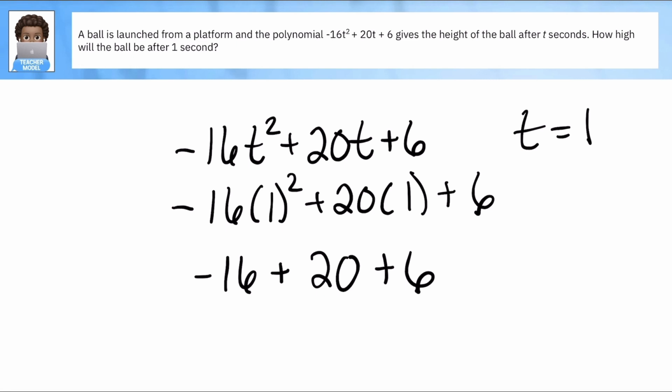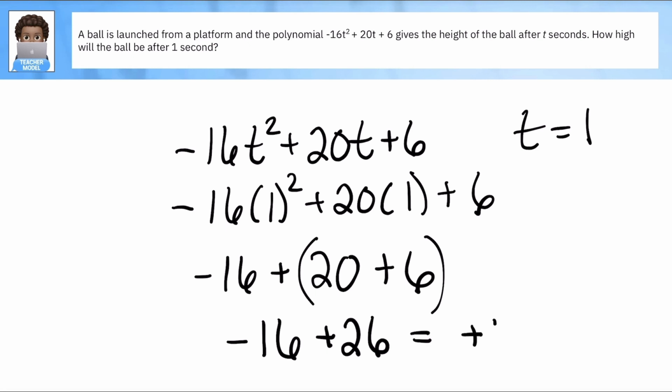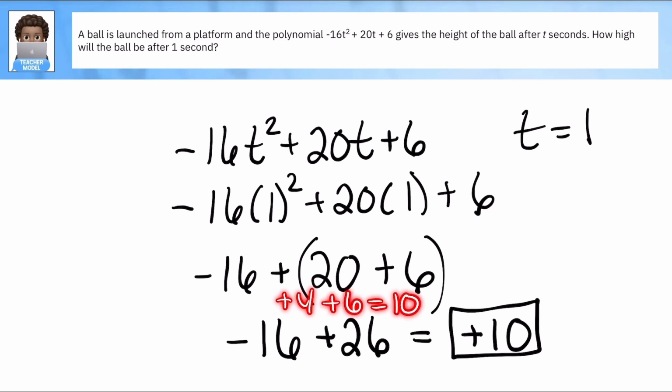What I'm going to choose to do here is use my associative property. I want to add these ones up. And I have negative 16 plus 26, which gives me positive 10. Okay, so you can see how I decided to just use my associative property and add the two numbers on the end first instead of the negative 16 and the 20. Would that have given me a different answer? No, because these two over here would have given me positive 4 plus 6, which still would have given me 10.